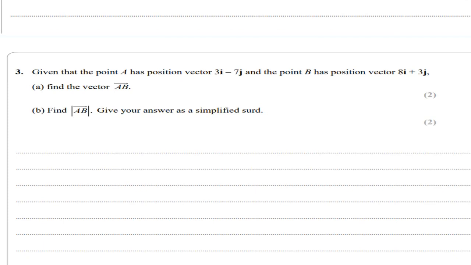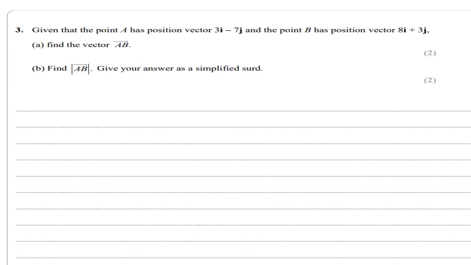Here it is given two vectors. Given that the point A has position 3i minus 2j. So let's take this as point A, with respect to O, let's take O as the origin or some reference point. And it is given 3i minus 7j, and this is point B.